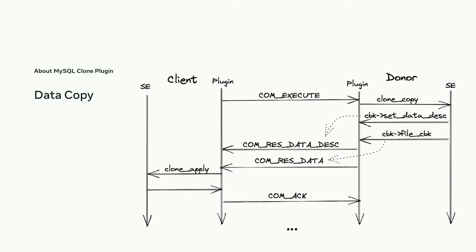Once the client receives this data, it will apply it accordingly and send an acknowledgement back to the donor. Then the donor can proceed with sending the next chunk of the selected file. And that's basically what this figure talks about.